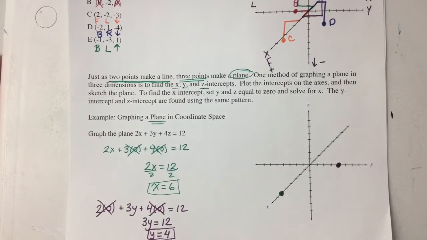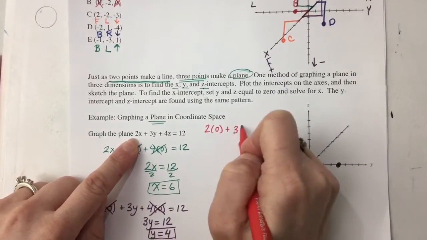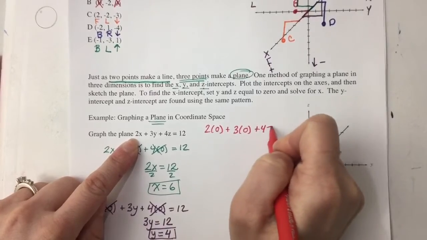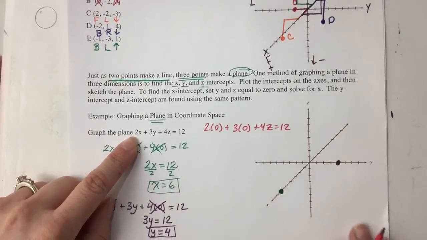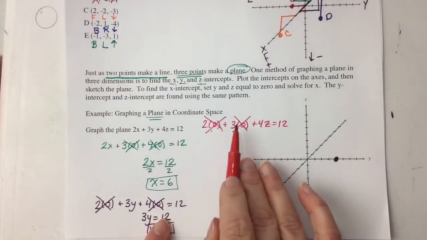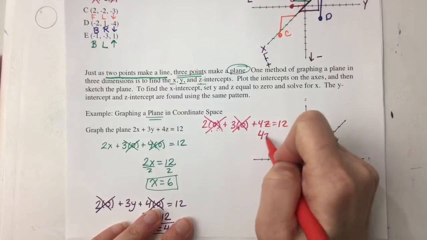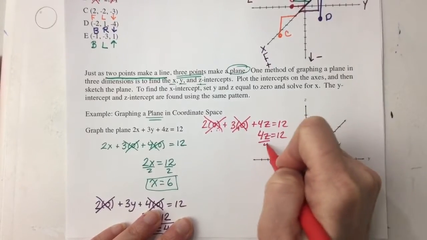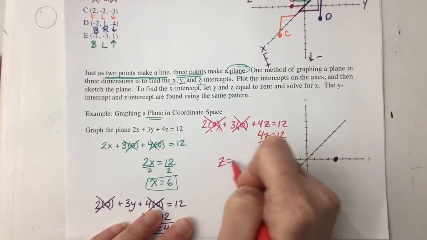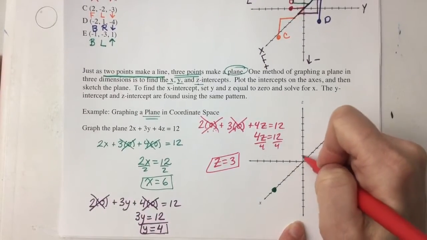If I want to find the x-intercept, or sorry, we already have x. If I want to find the z, I put in a 0 for x, I put in a 0 for y, and now I have my z. This term cancels because they have a value of 0. My equation is 4z equals 12. Go ahead, divide by 4. Your z-intercept is 3. Z runs up and down, so I go up 1, 2, 3.